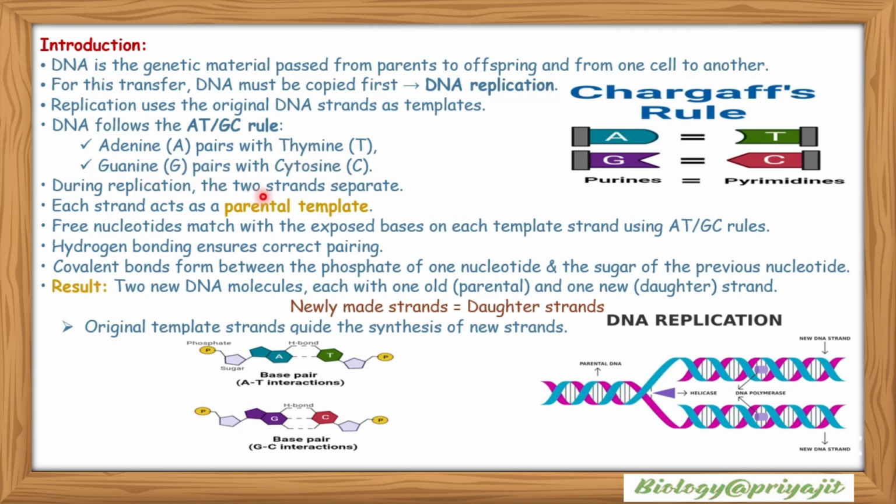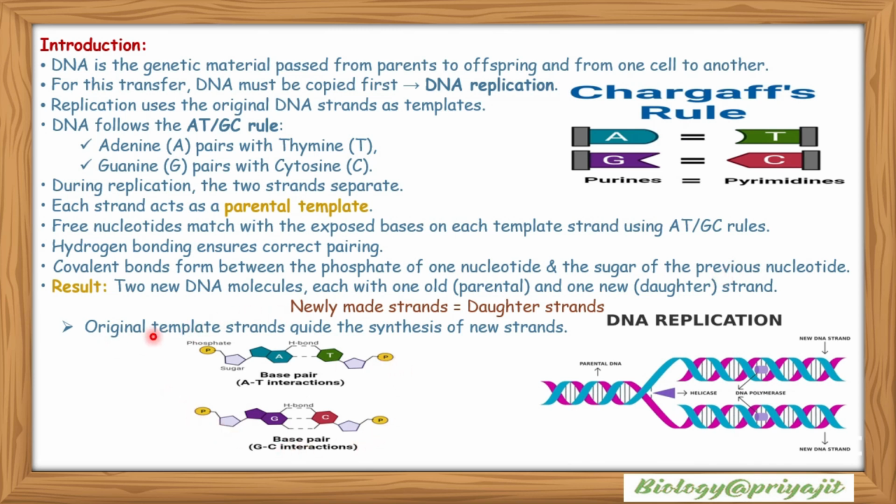So during DNA replication, the two strands separate and each strand acts as a parental template. Free nucleotides match with the exposed bases on each template strand using the ATGC rules. Hydrogen bonding always ensures correct pairing. Covalent bonds form between the phosphate of one nucleotide and the sugar of the previous nucleotide. Result: two DNA molecules, each with one old, that is parental, and one new, that is daughter strand. So this is the process.